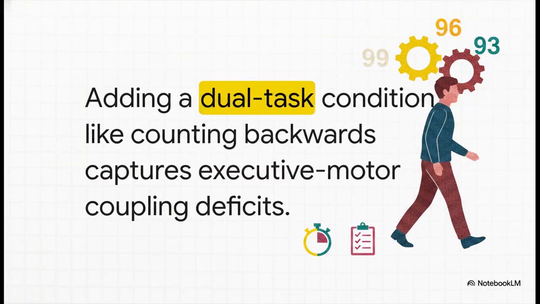Now here's where it gets really interesting. Adding a dual task condition, like asking the patient to count backwards by 3s while they walk, captures vital executive motor deficits. If their time suddenly drops off a cliff, or if they actually stop walking just to think about the math, you've just uncovered a massive cognitive motor coupling deficit, and that is highly predictive of future community falls.